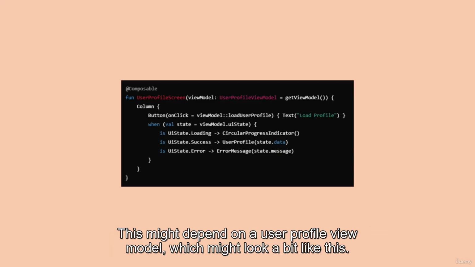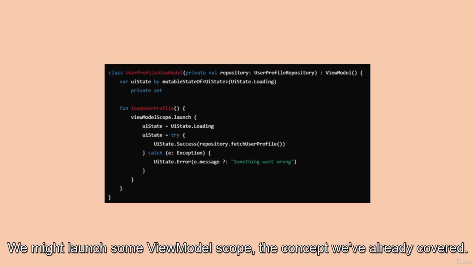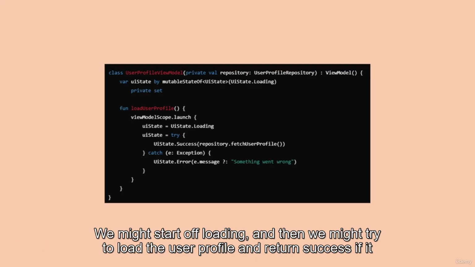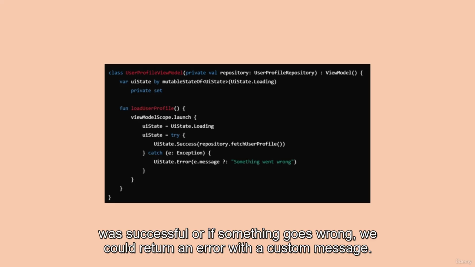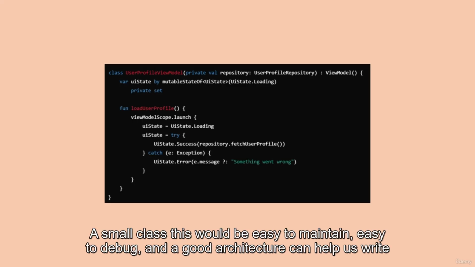This might depend on a user profile view model, which might look a bit like this. We might have one function to load the profile. We might launch some view model scope, the concept we've already covered. We might start off loading, and then we might try to load the user profile and return success if it was successful, or if something goes wrong, we could return an error with a custom message. And so reading this code is fairly easy. Not much going on here. Short, simple functions, a small class. This would be easy to maintain, easy to debug.